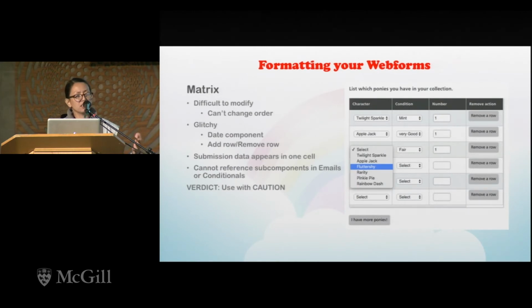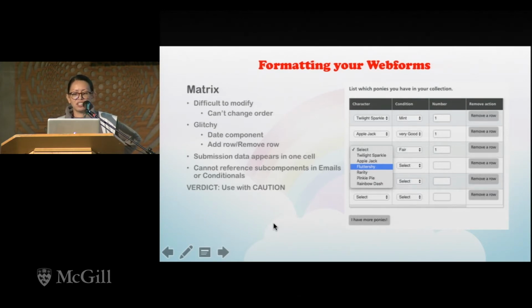Because the matrix has its own built-in set of subcomponents, sometimes it can be difficult to modify. For instance, you can't always change the order successfully, and they don't always work as well as they should. And it can sometimes be glitchy with the date component and the add row and remove row functions. And it's interesting because all of these components are actually just a single component.